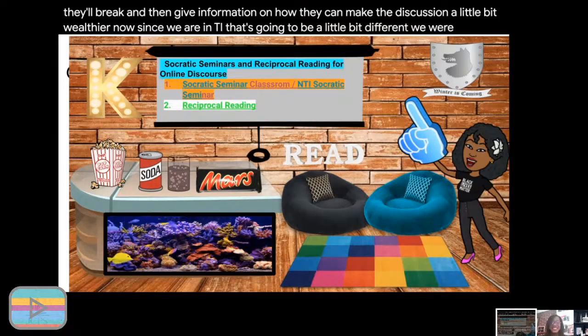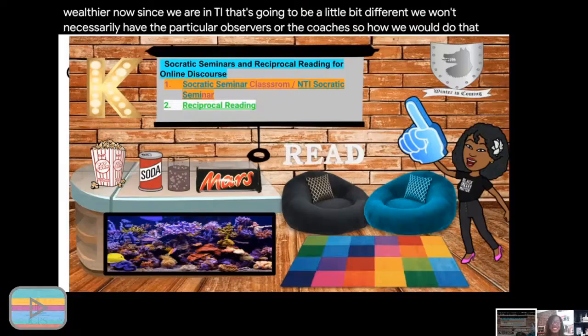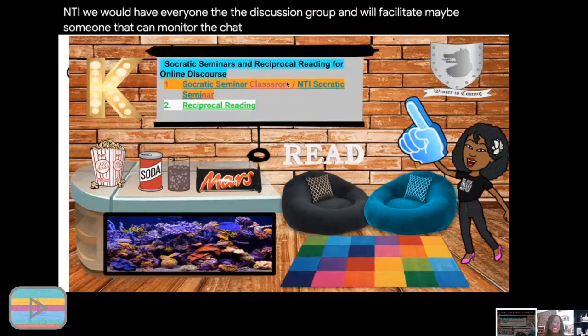Now, since we are in NTI, that's going to be a little bit different. We won't necessarily have the particular observers or the coaches. So how we would do that in NTI, we would have everyone be the discussion group. And we'll facilitate maybe someone that can monitor the chat for us. We can have someone that can monitor those who raise their hand to talk.